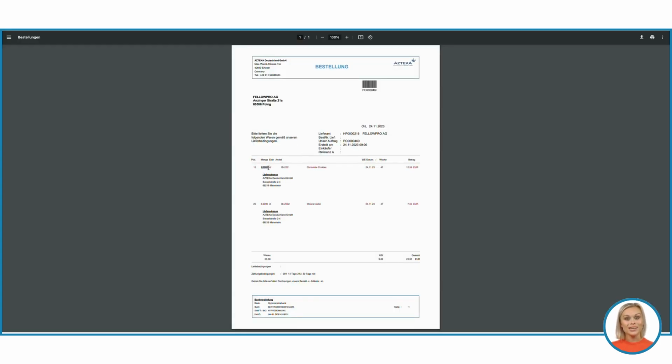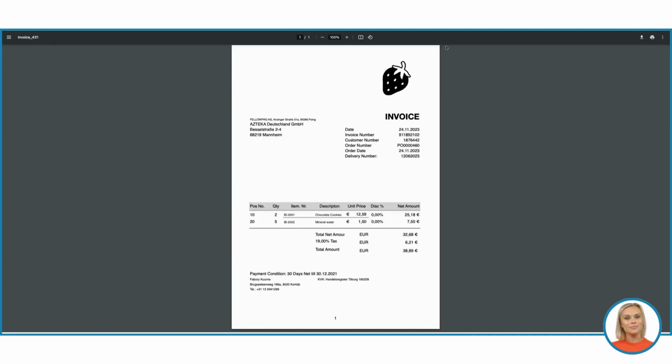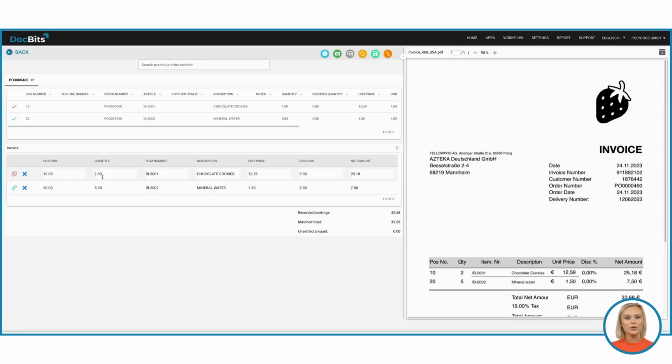The ordered quantity is less than the billed quantity. This is a common issue in many companies. DocBits highlights such discrepancies and ensures that you only pay for what you have ordered.